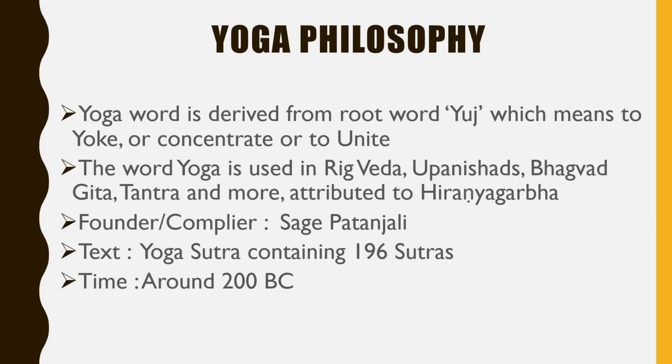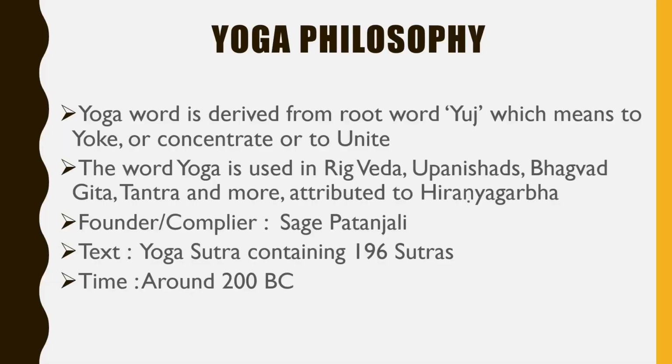But here Patanjali was given the credit because he is the most intelligent person, the one who took all the knowledge of yoga and compiled it in a very systematic way, and that's what we are going to understand here. This compilation was done by him around 200 BC. The text he wrote was called the Yoga Sutra, or Patanjali's Yoga Sutra, containing 196 sutras. So let's see the main features of yoga philosophy.